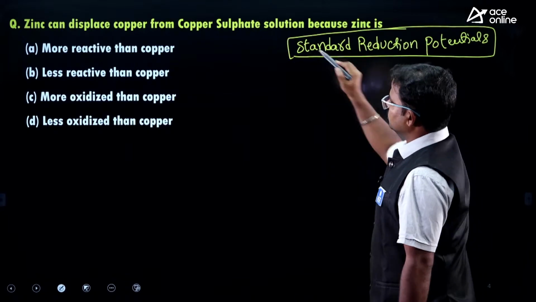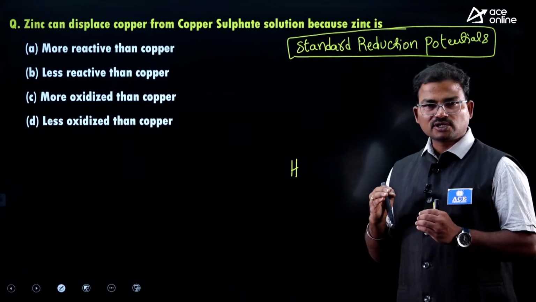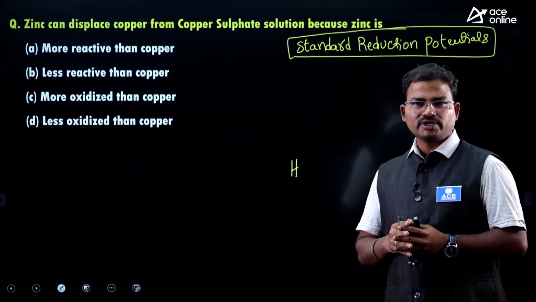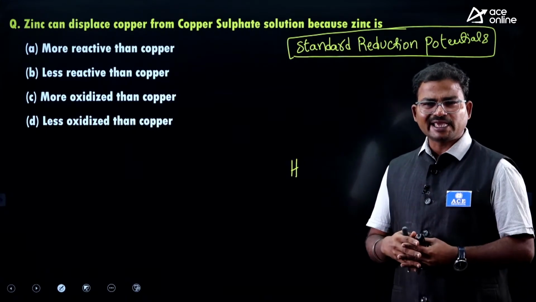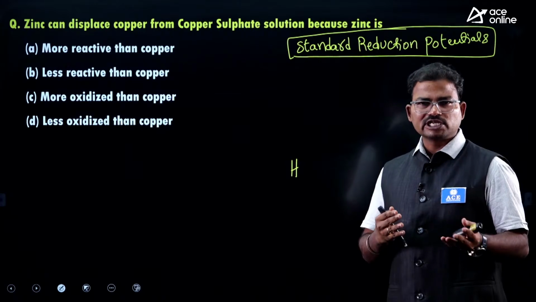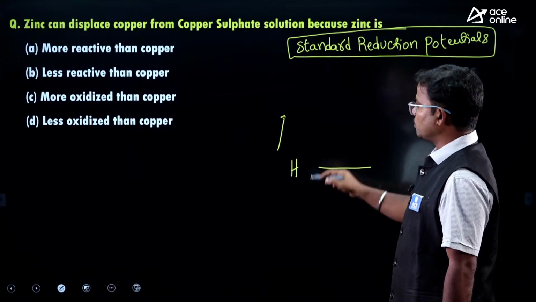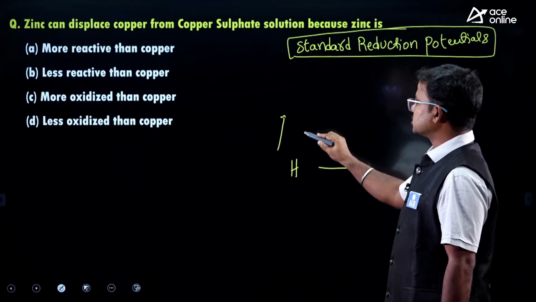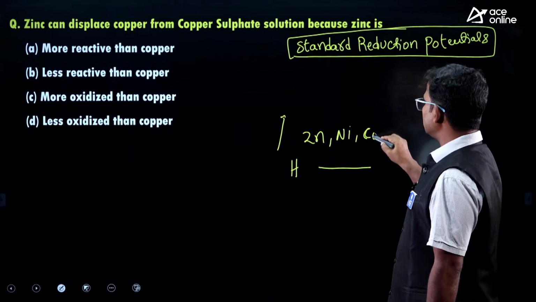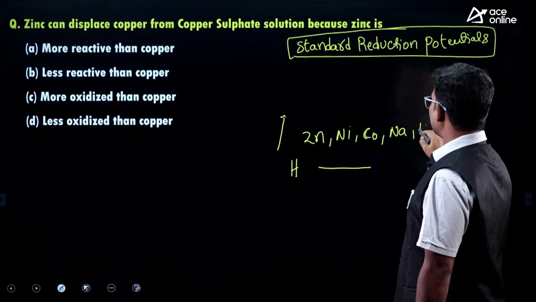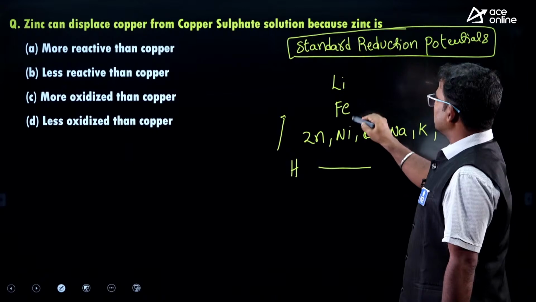Based on hydrogen, we classified the total number of elements in the periodic table into two types. One is highly reactive and the second is less reactive. Highly reactive elements always exist above hydrogen. Let's consider some examples: zinc, nickel, cobalt, sodium, potassium, lithium, iron.